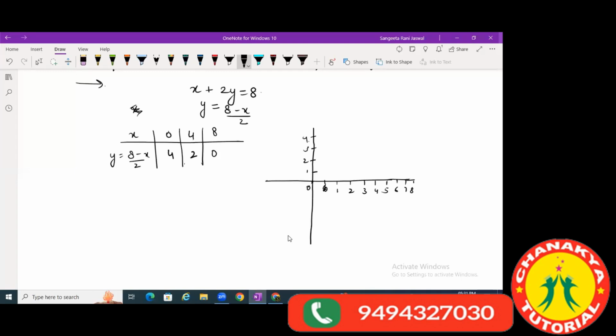So when my x is 0, my y is 4. This first point I have marked. When x is 4, y is 2, so this point is here. When x is 8, then y is 0, so that means this point is here. Now when I join these 3 points, I get a straight line like this. Yes, children, have you understood this much?